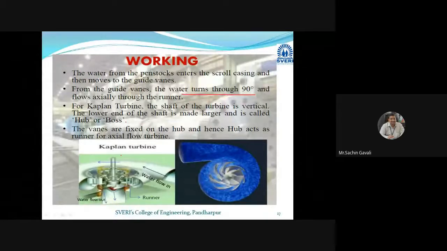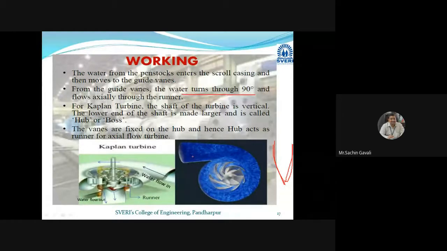So like this Kaplan turbine, this construction is there of this particular shaft. The lower end of that shaft is made larger. The lower end of the shaft is made larger and is called the hub or boss. The vanes are fixed on the hub and hence the hub acts as a runner.